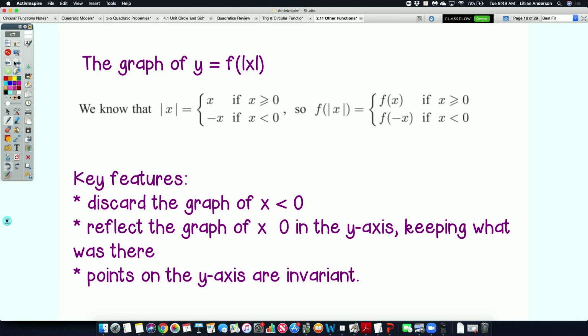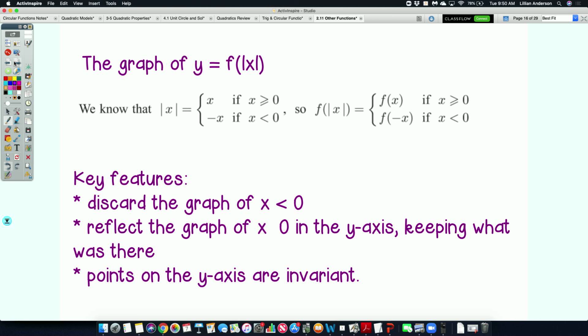There's a difference when you have the modulus just around the x, not around the entire function. Okay? So the graph of y equals f of the absolute value of x. If you want to compare the two, the first one, the one on the other slide, was the absolute value of basically your y's. This is the absolute value of your x's. So we know that the absolute value of x means x if x is greater than or equal to 0, negative x if it's less than 0. So for f of absolute value of x, you see what you see on the board in the black.